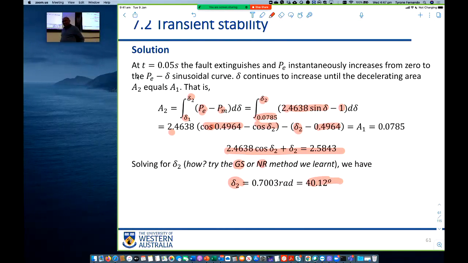Right? But I mean, you're not going to be asked difficult questions, like solve nonlinear equations and things like that. But you can do Gauss-Seidel anyway. You can try. Because you need to know how to do Gauss-Seidel for power flow anyway, right? Okay.